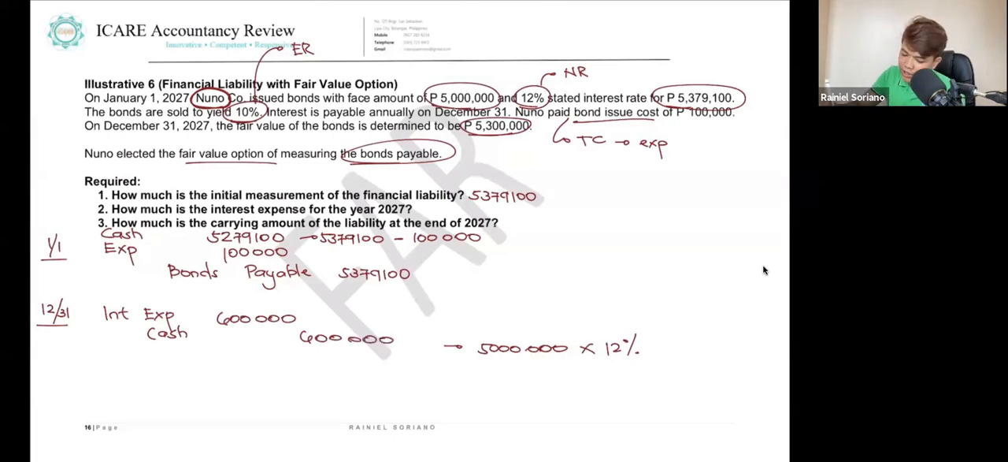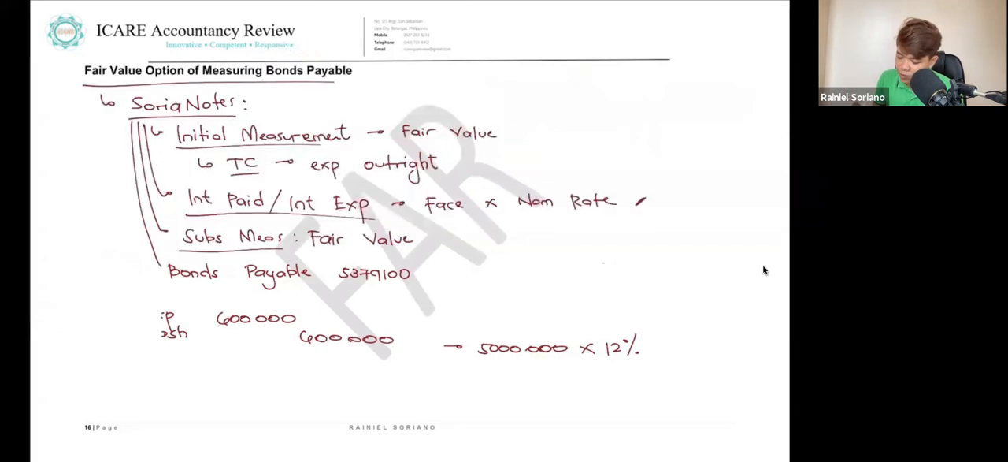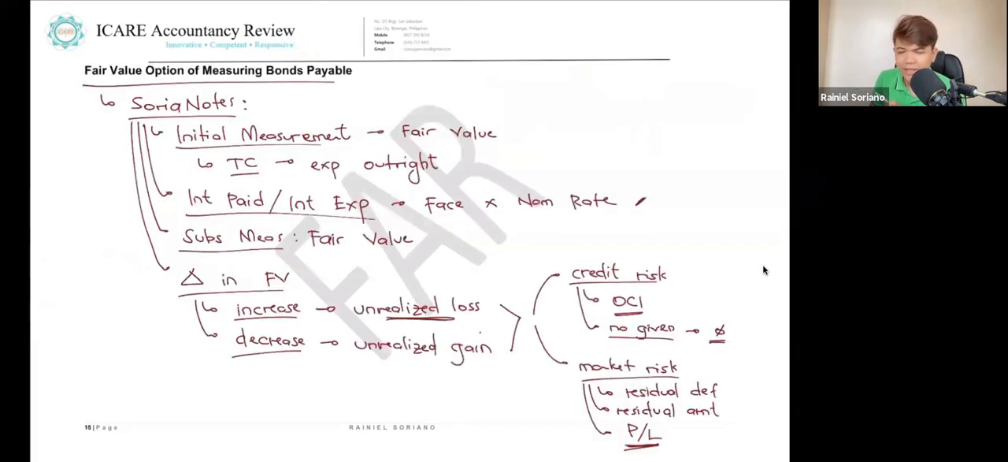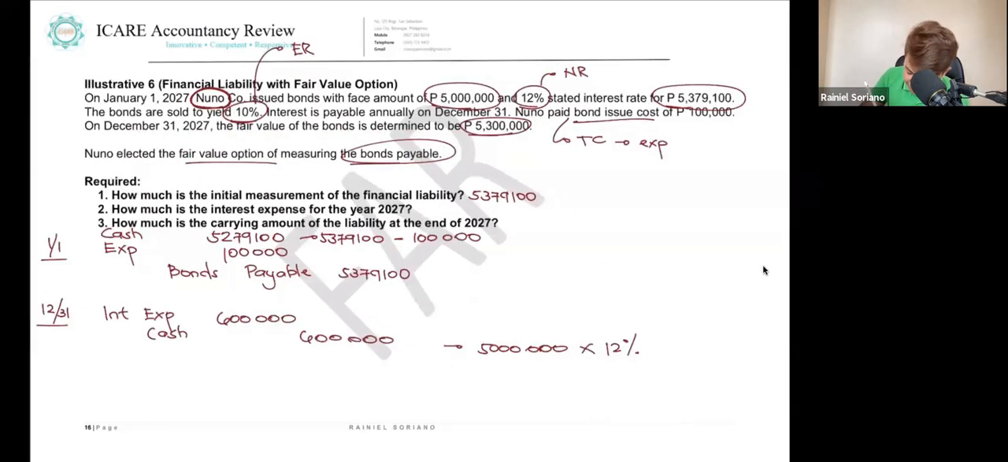Then nagkaroon ng change sa fair value natin. Lumaki ang fair value. Kapag lumaki ang fair value, once again, loss po yun. Ayaw natin lumalaki yung utang natin. Wala namang given dito na change in credit risk. Ibig sabihin, yung unrealized loss natin, again, the unrealized loss will all go to profit or loss. So the question is, magkano kaya to? Well, 5.3 million na yung carrying amount. Joke lang. Nabawasan pala. So, gain pala to. Sorry na.